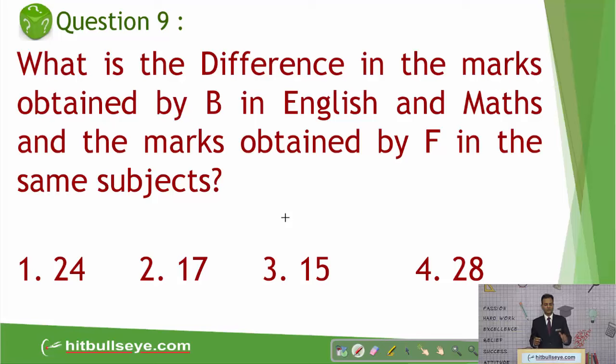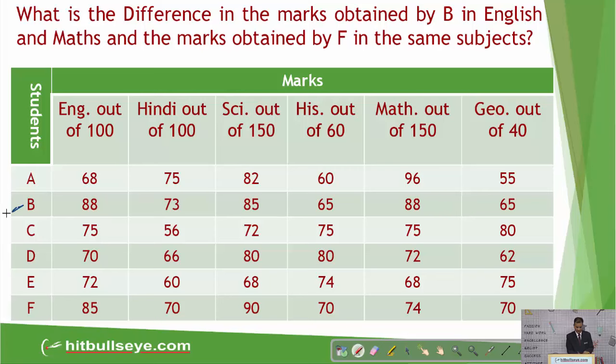Now the question is, what is the difference in the marks obtained by B in English and maths and the marks obtained by F in the same subjects? What is it asking? The difference in the marks obtained by B in English and maths. In English B has 88 and the comparison is with F, and F has got 85 out of 100. So the difference is 88 minus 85, which is 3, and the second subject is maths.